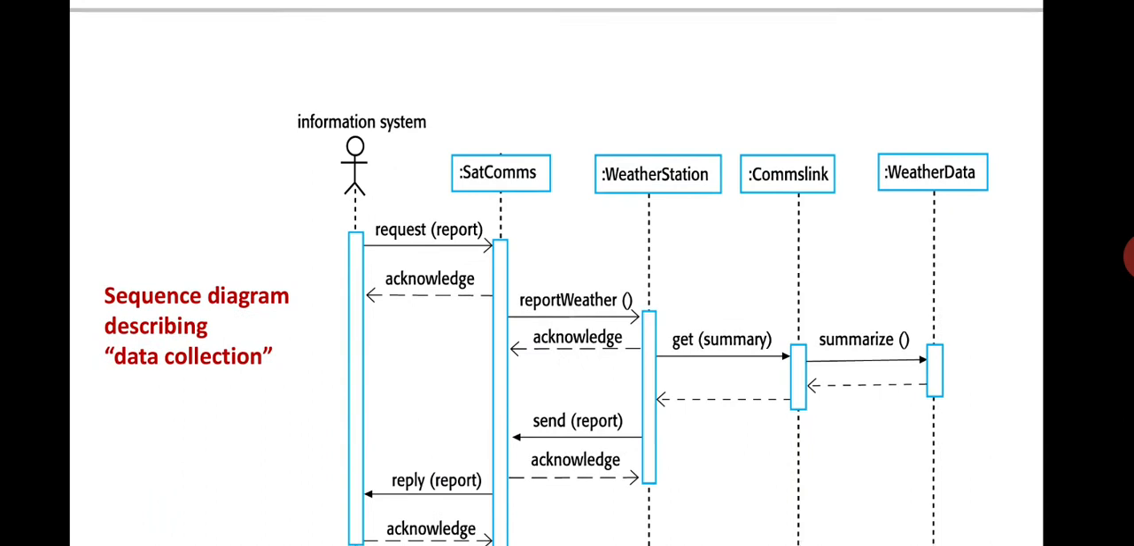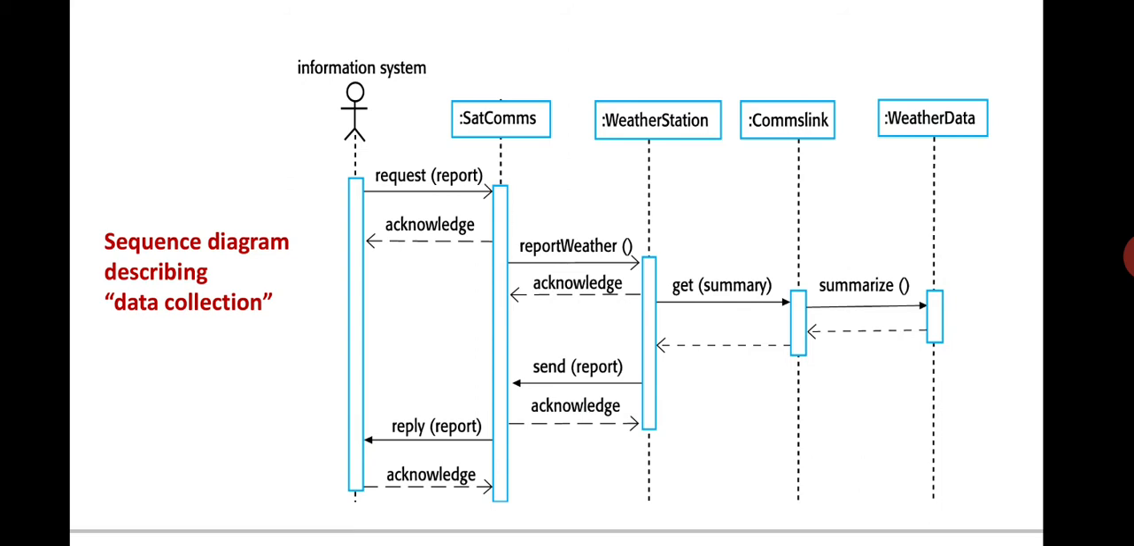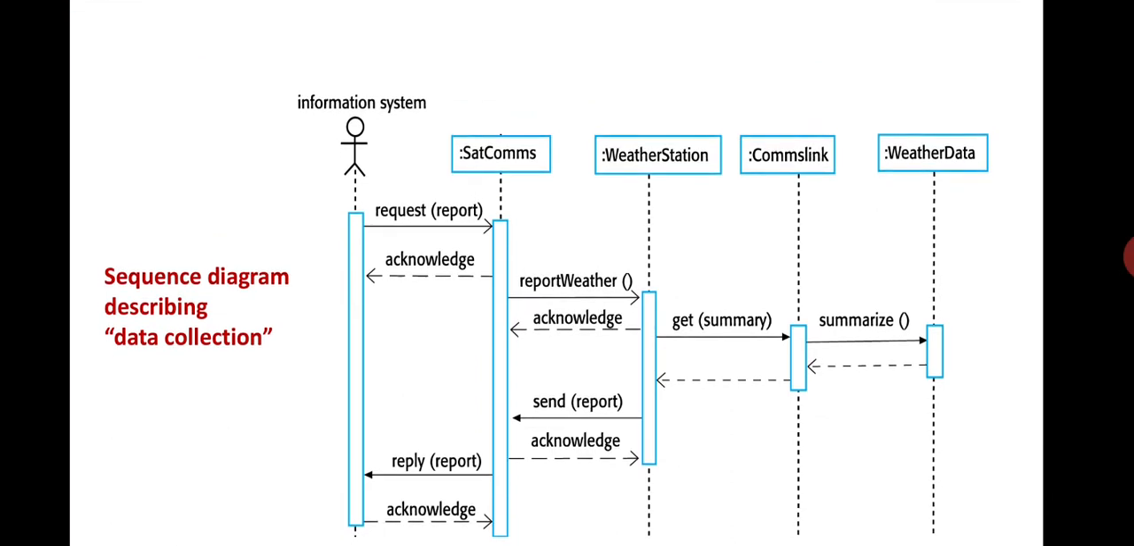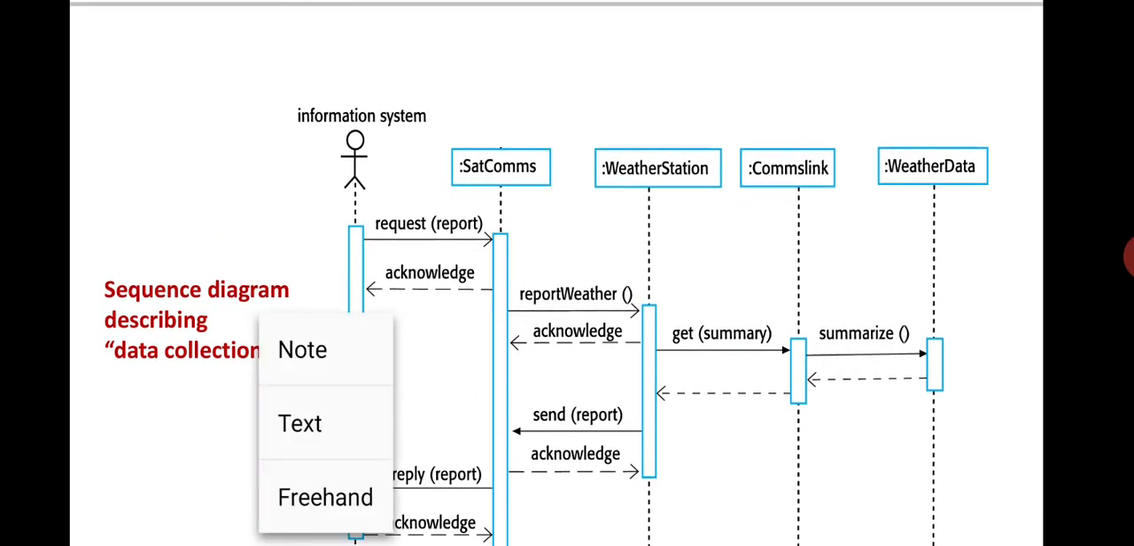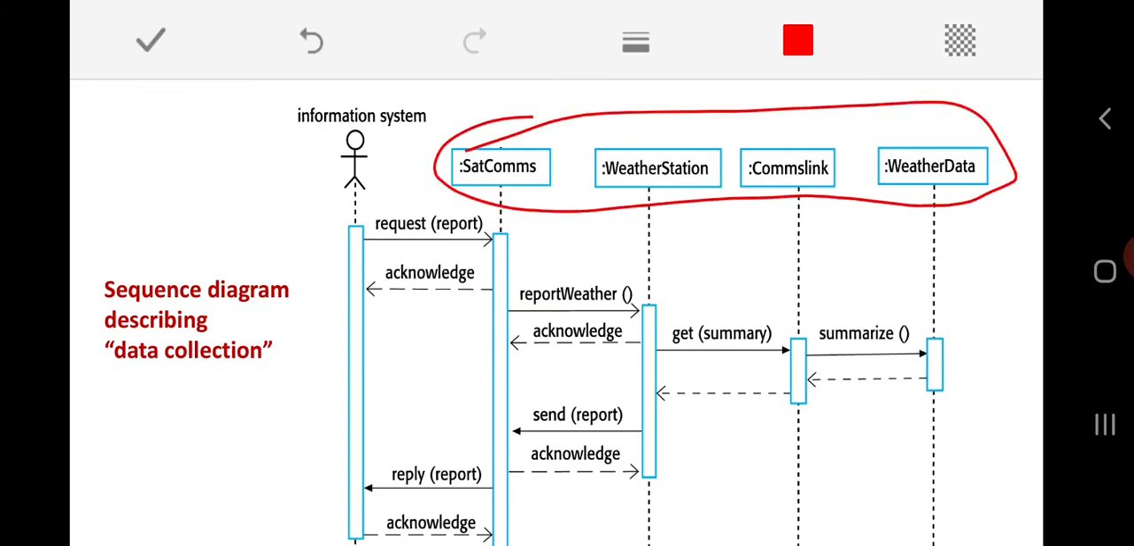Just have a look here. We have taken one simple sequence diagram that describes data collection in a weather station, how the data collection takes place, okay. If you observe this particular sequence diagram, see here, we have listed all the objects at the top. These are the different objects like satellite communication, weather station, communication link, weather data, objects and actors, that is information system. So these are all that we have listed here, okay.